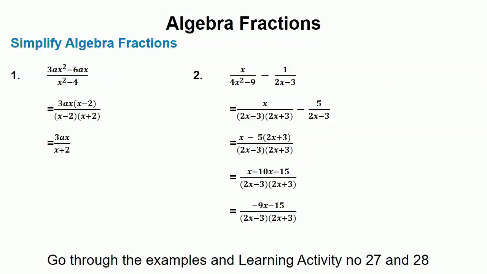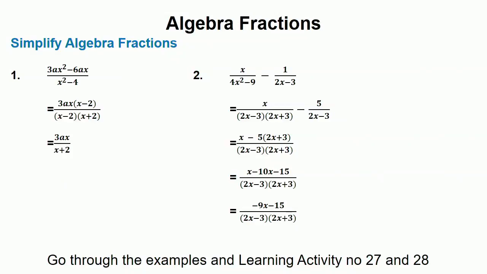Let's look at the first one on top. There's 3ax squared minus 6ax. I see very quickly 3 can go into both terms, a can go into both terms, and x. So take out the 3ax. Then I divide 3ax squared by 3ax, and there's only an x left inside the bracket. Then minus 6ax divided by 3ax gives me only minus 2. ax divided by ax, remember, is 1. Therefore, my top is factorized.